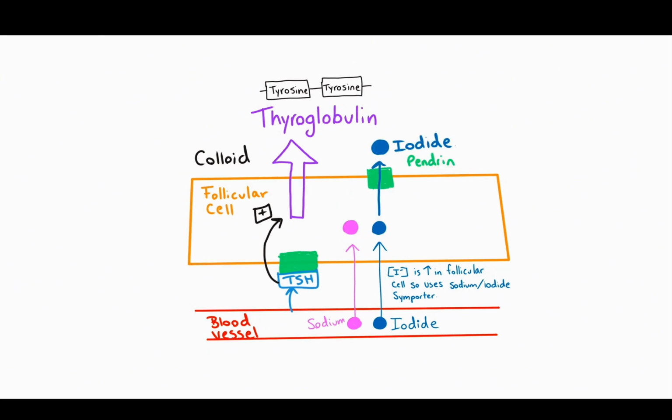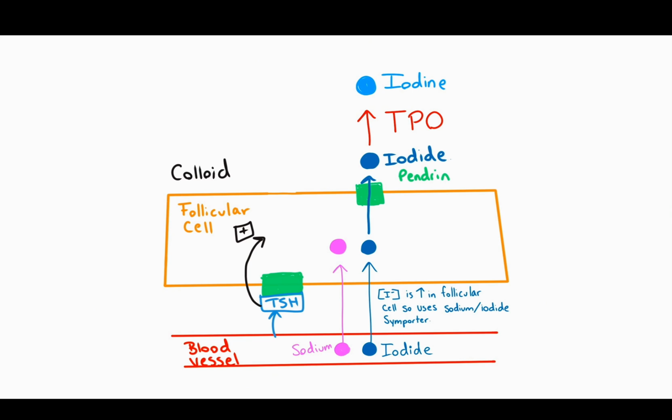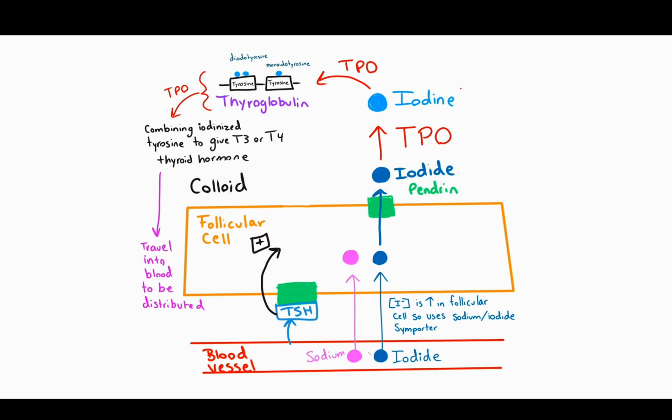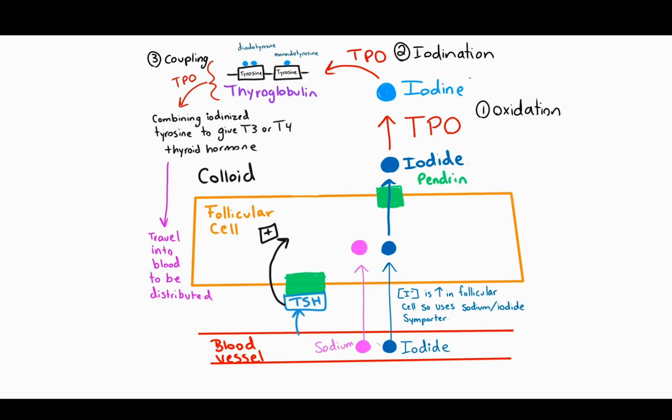Iodide then gets into the colloid using a pendrin transporter, and then it is oxidized by TPO into iodine. Then is iodination, where TPO attaches iodine to the tyrosine residues on thyroglobulin. These residues are then coupled to give T3 or T4, which are thyroid hormones. These thyroid hormones can then travel into the blood and be distributed. So, TPO does oxidation, iodination, and coupling. We're going to be focusing on oxidation in this video.